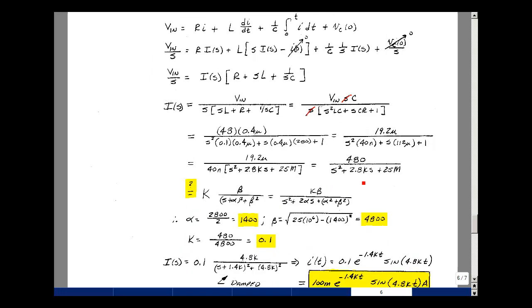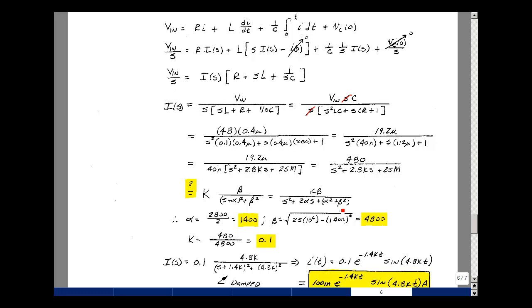Because I have a second order denominator, let's take a look at using our forms in our table. This looks something like my damped sine wave, where I had beta over (S plus alpha) squared plus beta squared, times a constant. Now let's multiply this out. I get S squared plus 2 alpha times S, plus alpha squared, and then I've got beta squared. So I'll put the alpha squared and beta squared together. Now comparing these two, this term here would be my 2 alpha. I could then solve for alpha, which would be equal to 2.8K divided by 2, or 1400.